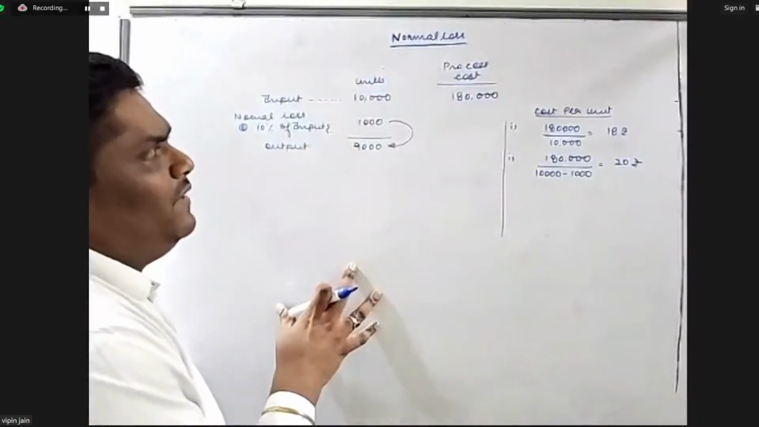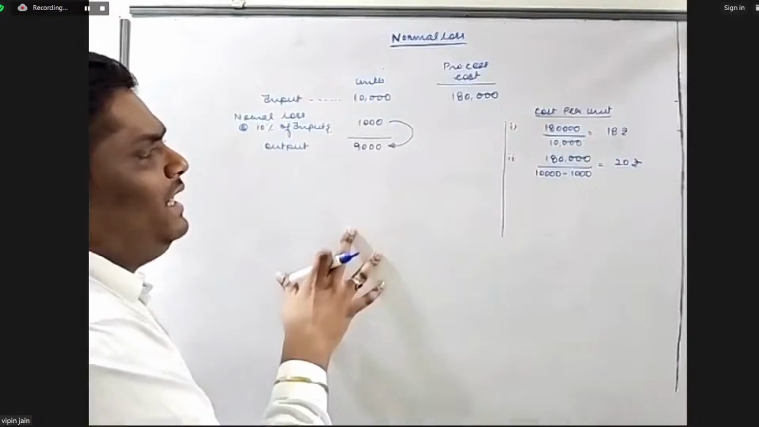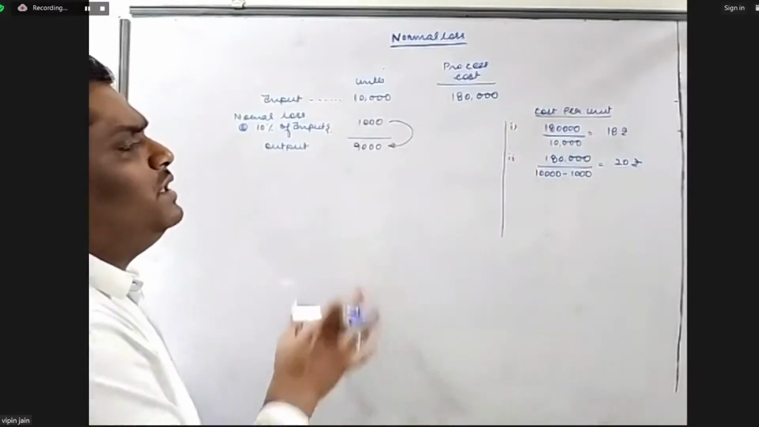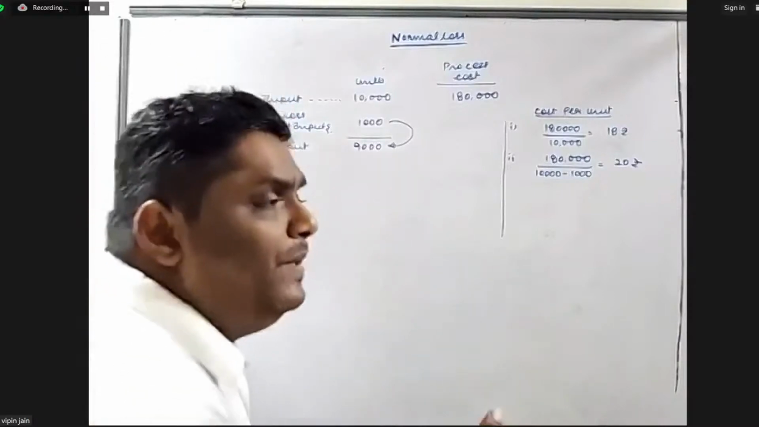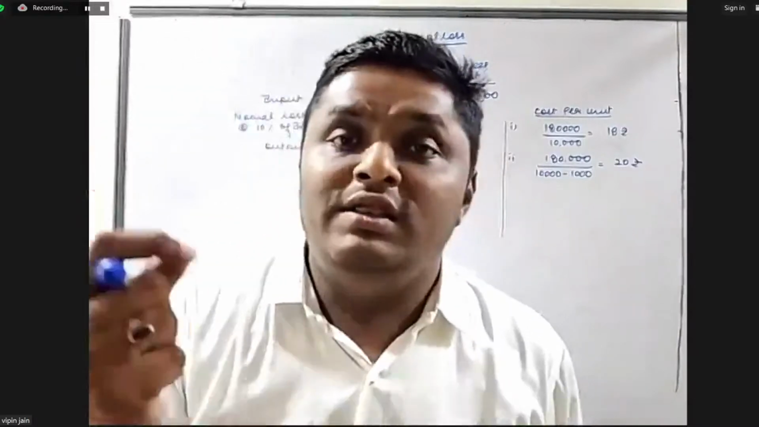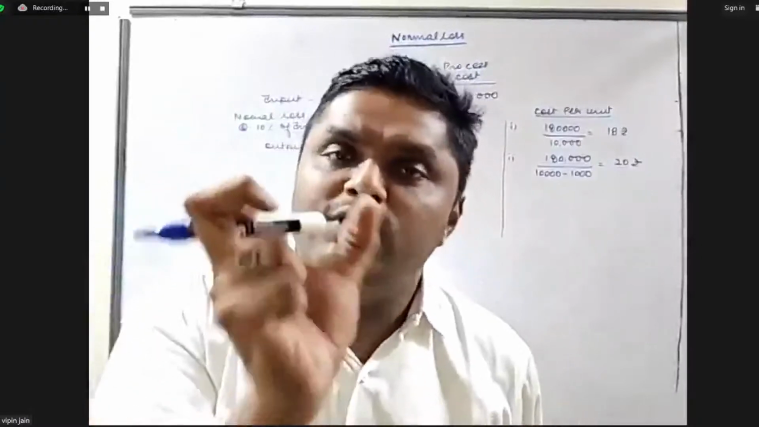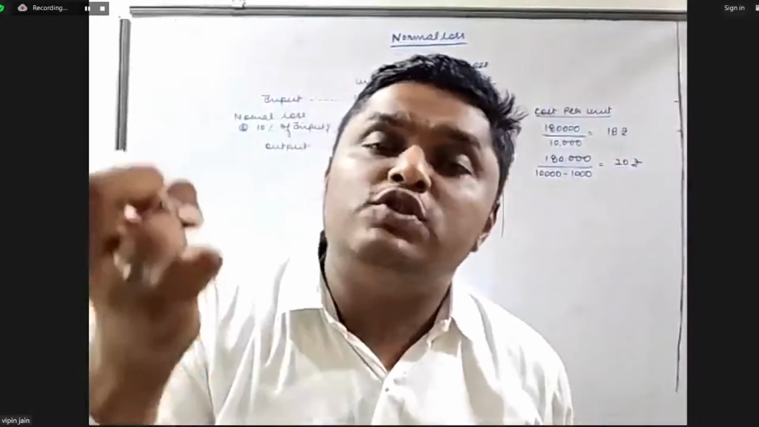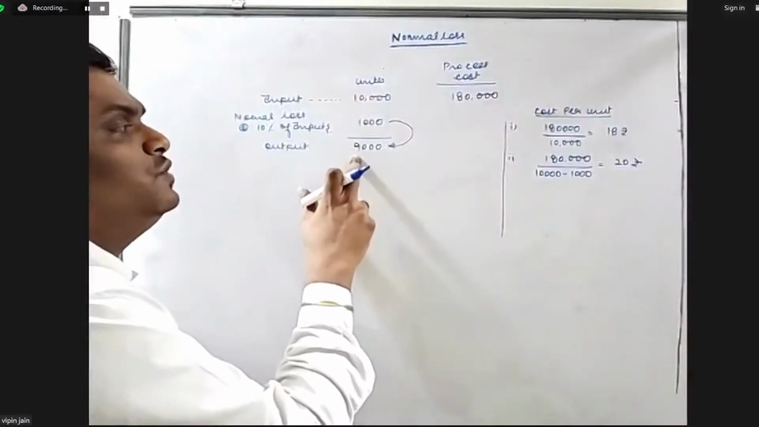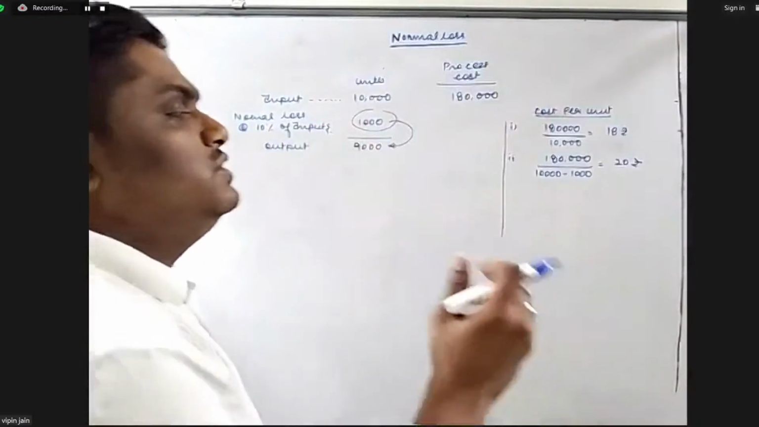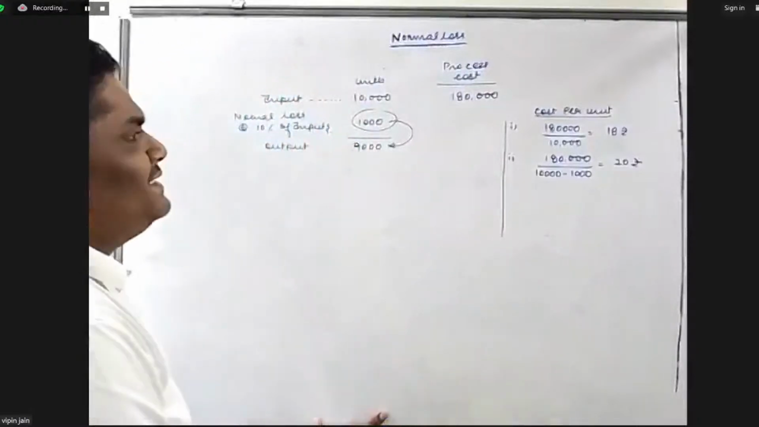So I repeat again, earlier when the input and output was same, the cost was 18 rupees per unit. But in the second question, there is a normal loss of 1,000 units and we are getting only 9,000 units as output. It means what? The cost per unit will be inflated because the value of normal loss is absorbed by good units. The cost or value of the 1,000 units of normal loss, who will absorb it? Remaining 9,000 units will absorb the cost of these 1,000 units. So that's why the product cost will be inflated. So this is the second situation.